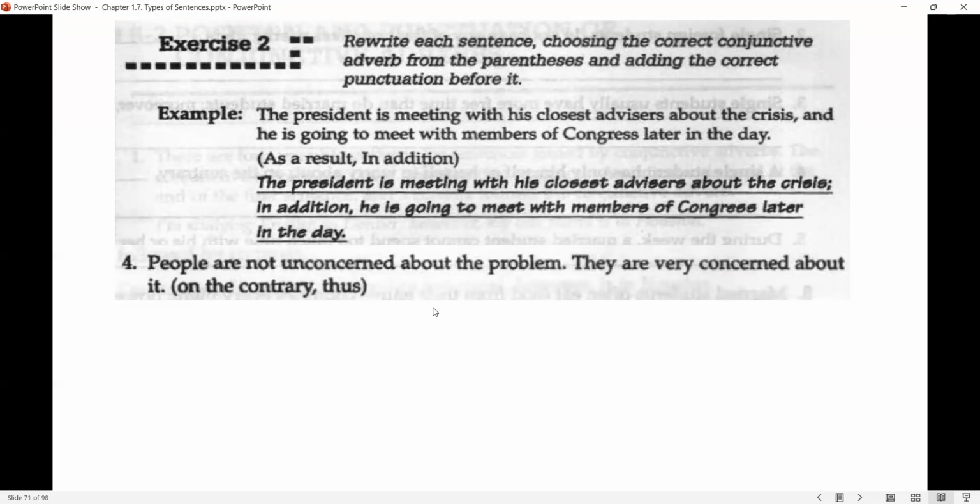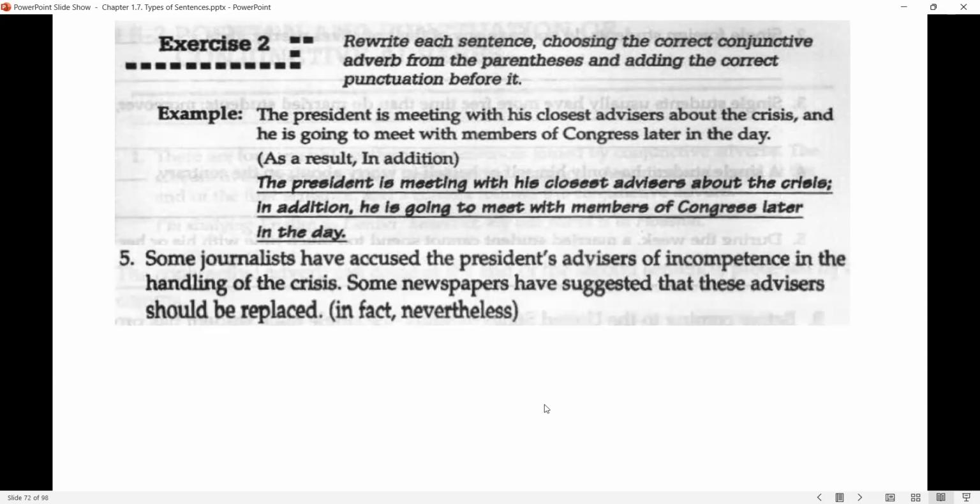Now, pause the video and use the correct conjunctive adverb to join these sentences, please. Okay, number 4, people are not unconcerned about the problem. On the contrary, they're very concerned about it. So you say the opposite is true. As you see, here you have the negative sentence. They're not unconcerned. Then you say they are very concerned. So you say the opposite is true.